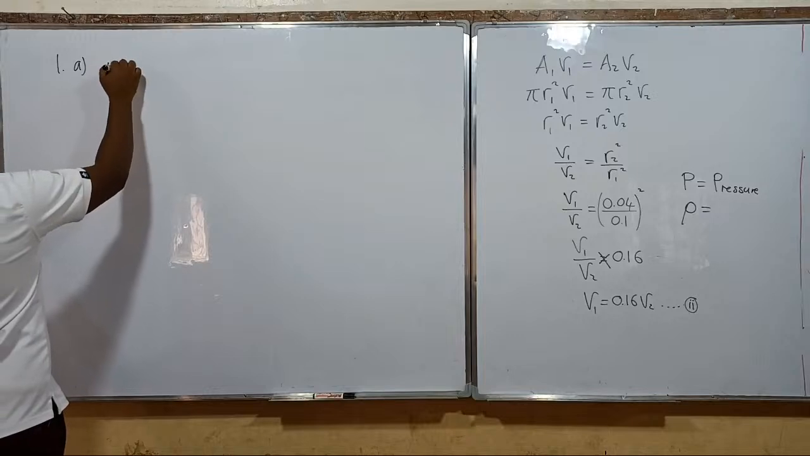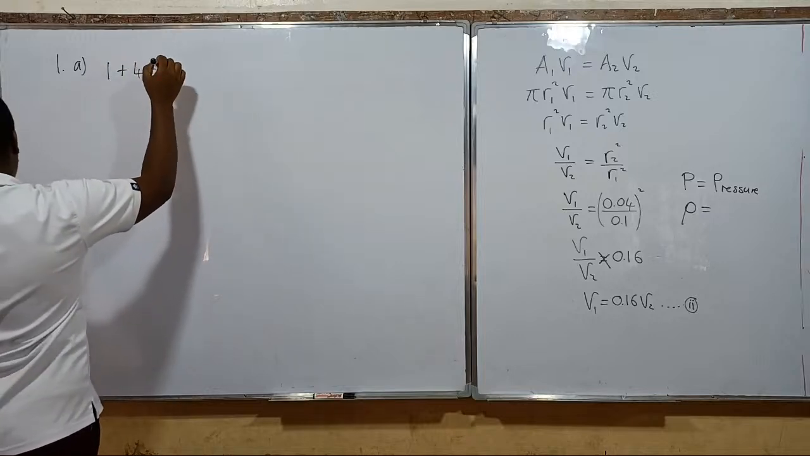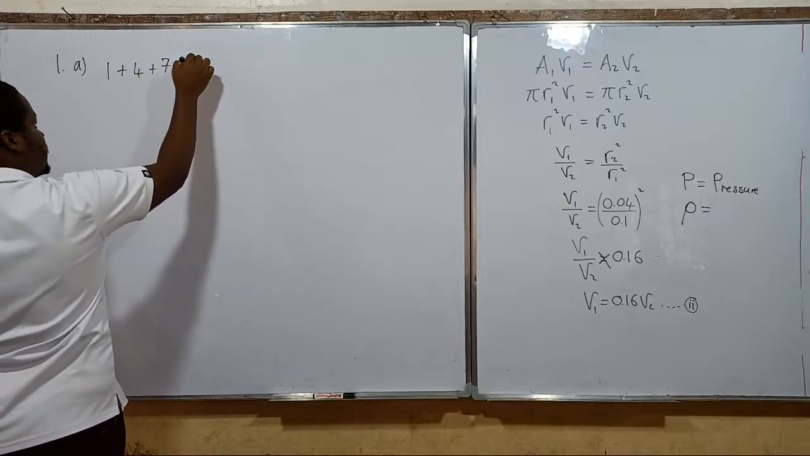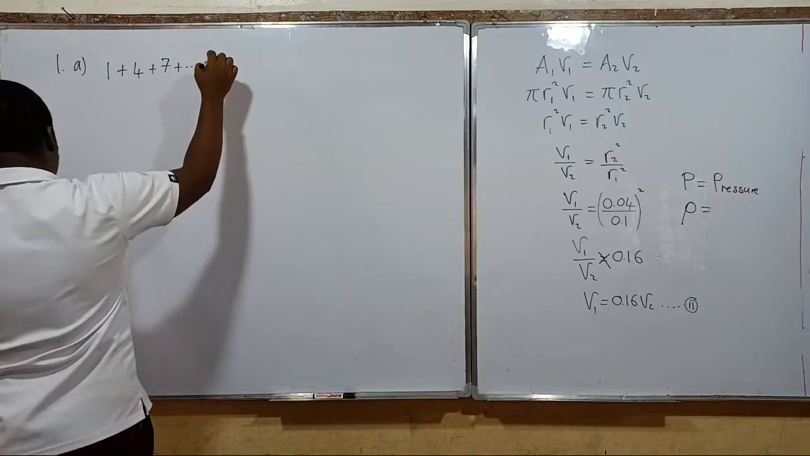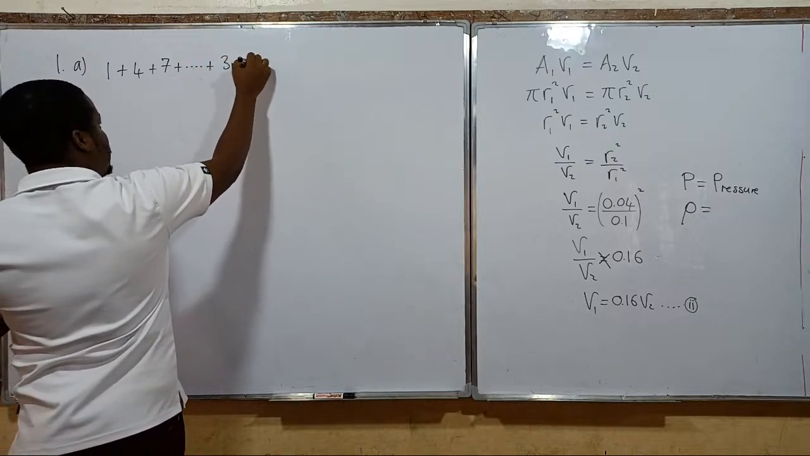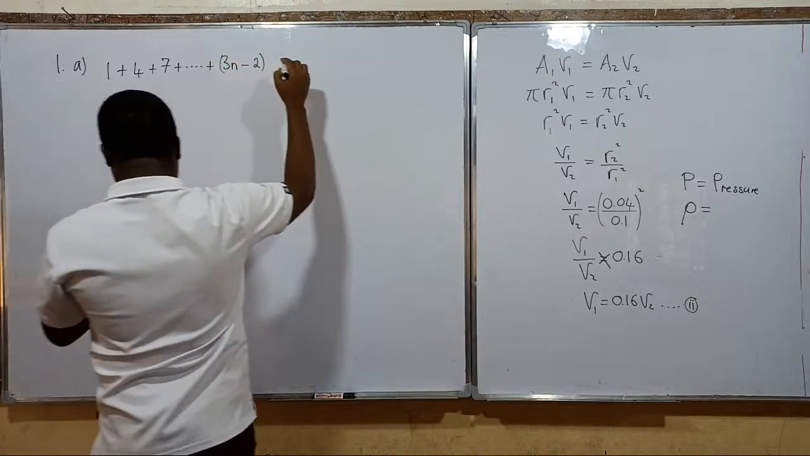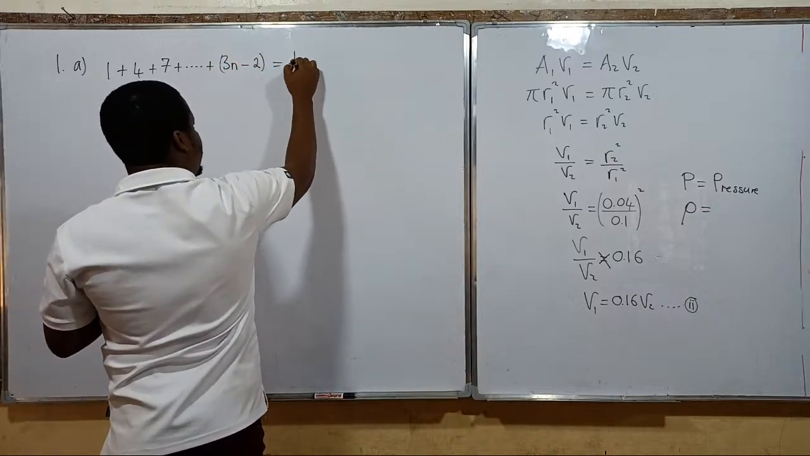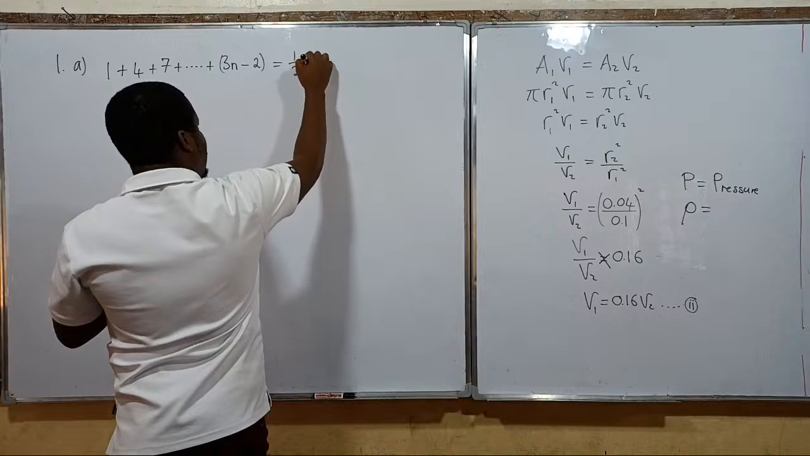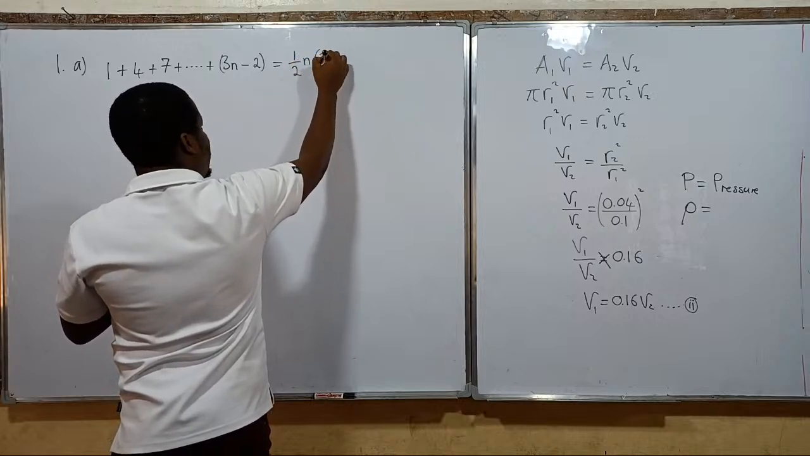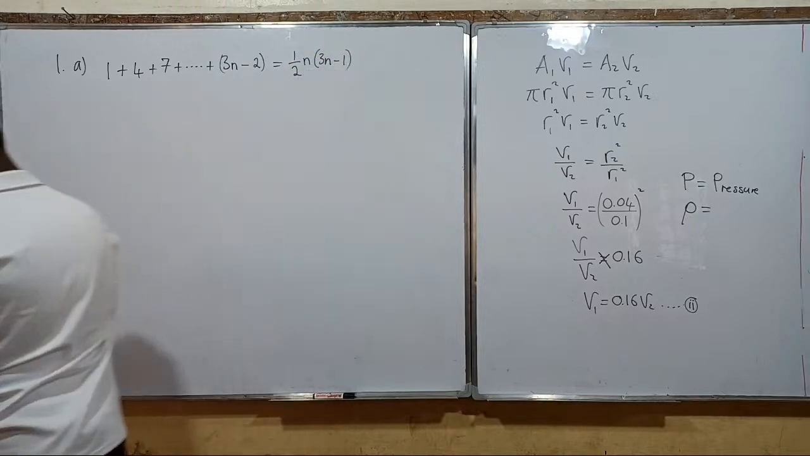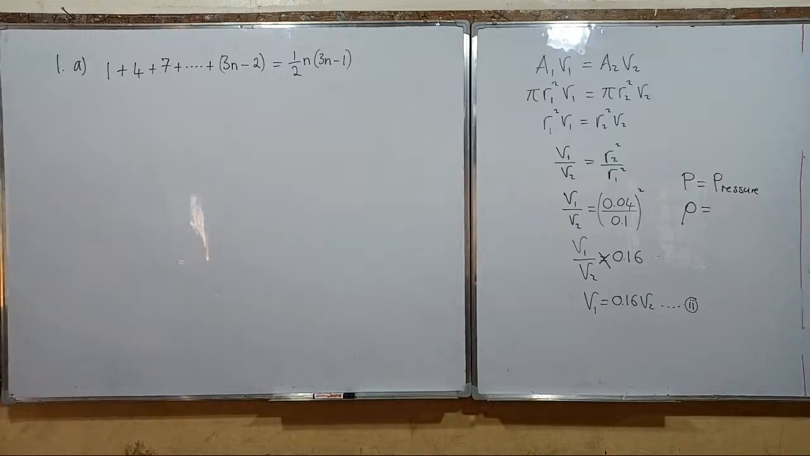The question is 1 plus 4 plus 7 plus ... plus 3n minus 2. This is equal to half n times 3n minus 1. Prove by induction.